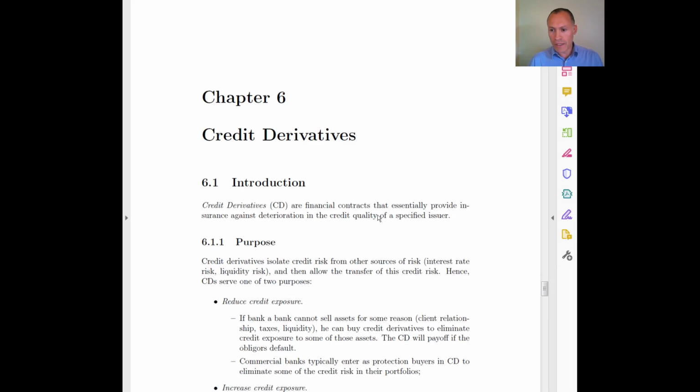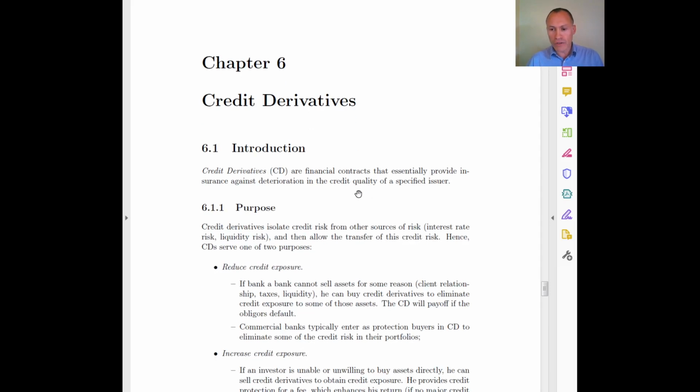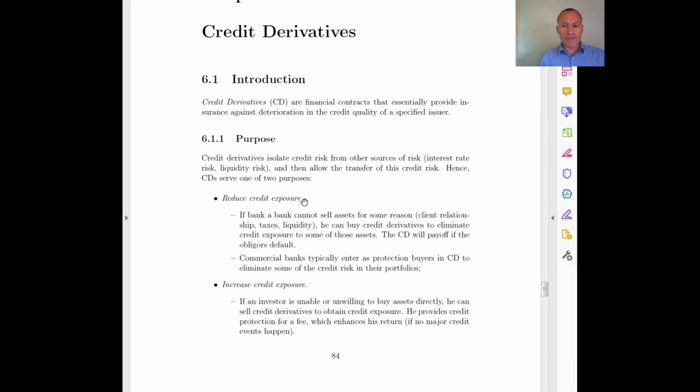Credit derivatives. I think that the easiest way to understand credit derivatives is to think of this as insurance. So the credit derivatives are essentially insurance against a default, or more specifically, against the deterioration in the credit quality of a specific firm, a specific issuer. Okay. So they serve the following purpose. Basically, a credit derivative isolates the credit risk from other types of risks, and then allows you to move this credit risk from one party to another counterparty.